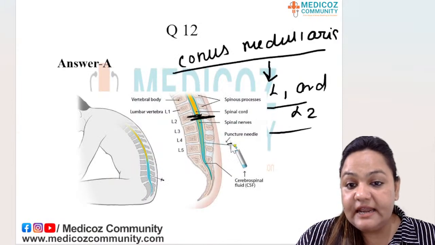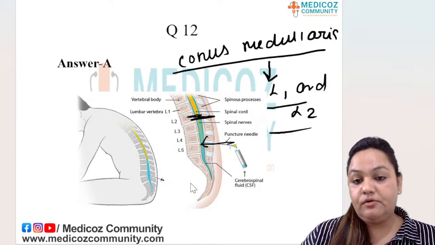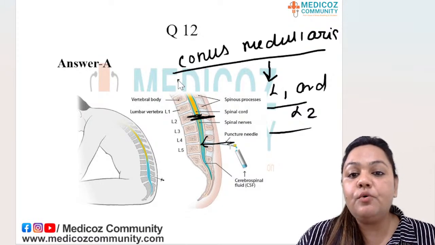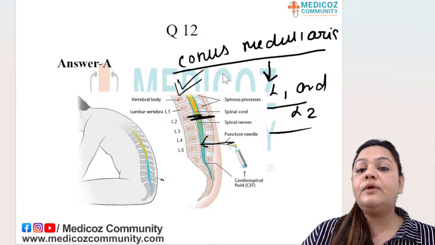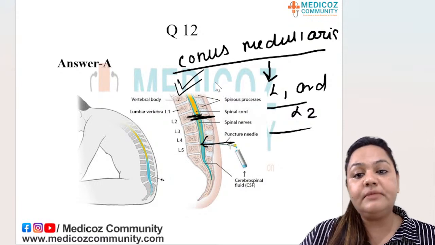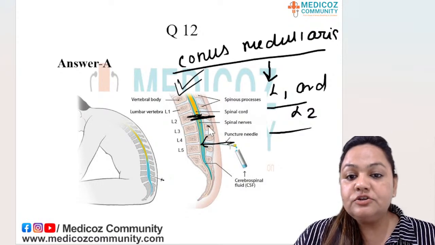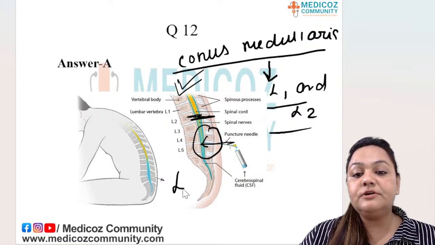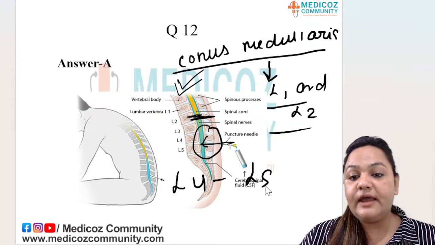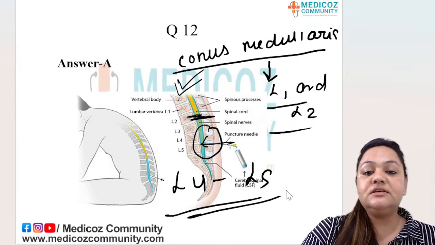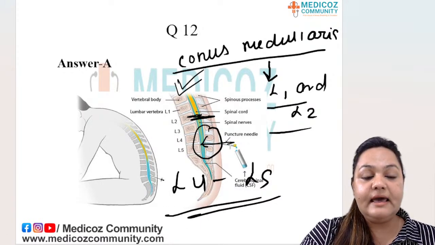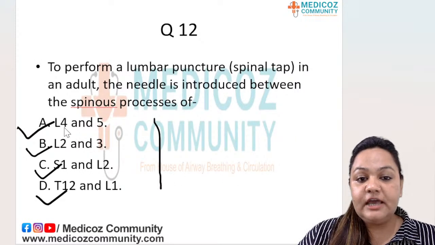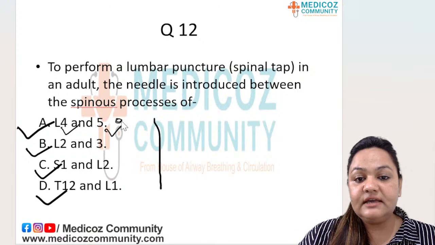Below L1 and L2, most commonly we take the point at L4 and L5, because this is the area which is more roomy, and there is no chance of injury to the conus medullaris, the lowermost or terminal end of the spinal cord. So this is the safest site where we perform the lumbar puncture. The answer is between the spinous processes of L4 and L5. So our option A, L4 and L5, is the correct answer.